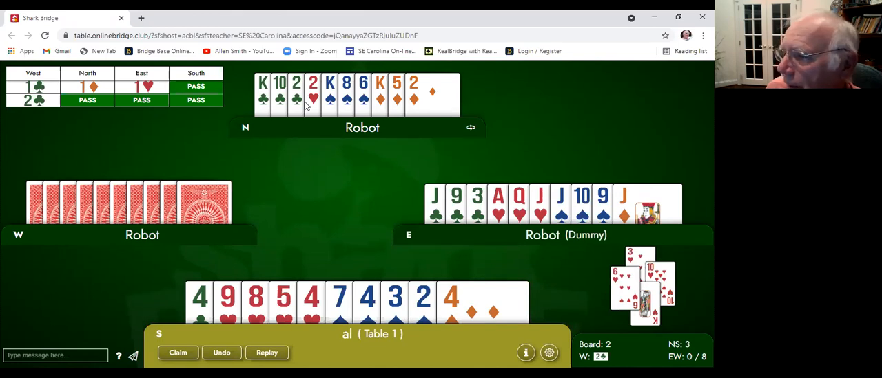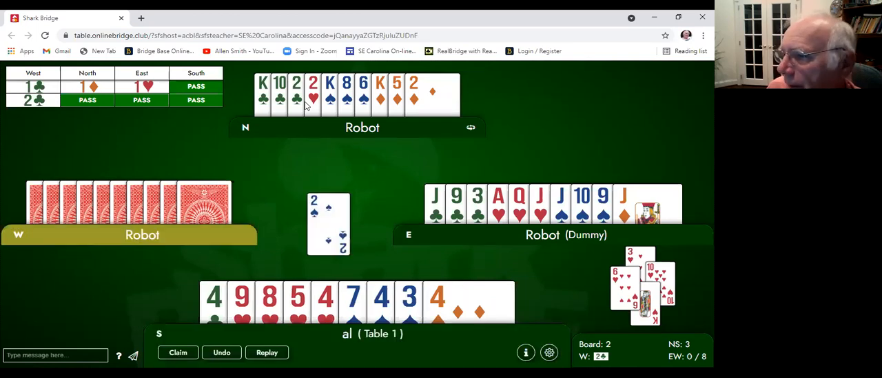We've taken our trick. And we note that our partner is probably looking for a spade back. So we can now lead a spade back. And now the declarer has to make up his mind. He looks and says, I've got, we'll show all the hands here.